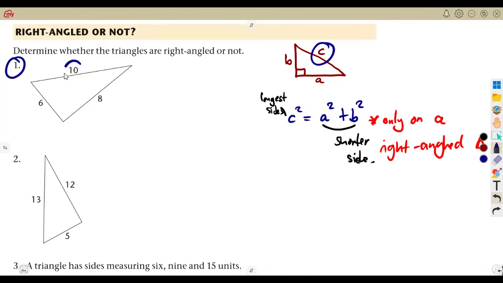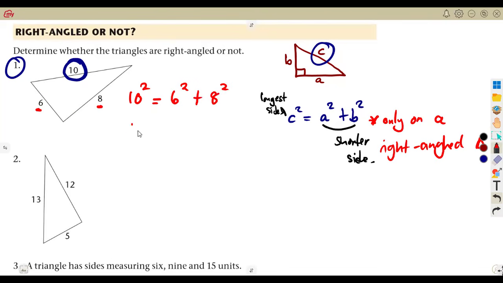The longest side is 10, comparing these two, the 6 and the 8. The longest side is 10. So we are going to take that and square it, 10 squared. Is it equal to the sum of the squares of the shorter sides, which are the 6 and the 8? So 6 squared plus 8 squared.